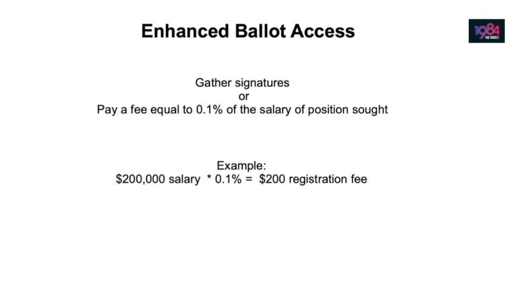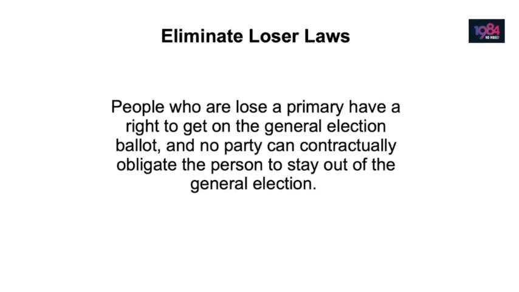So, if the position pays $200,000 a year, then the registration fee should be a reasonable $200. Since you only have to prove payment, it is much harder for corrupt officials like Frank LaRose to keep people off the ballot. Additionally, we want to eliminate all loser laws. Loser laws exist to prevent candidates who lose a primary nomination from seeking office in the general election. These laws only serve the interests of major political parties and deprive people of choice in the general election.